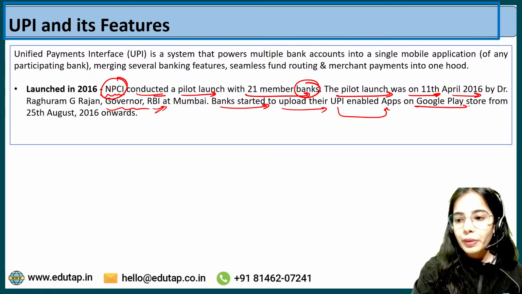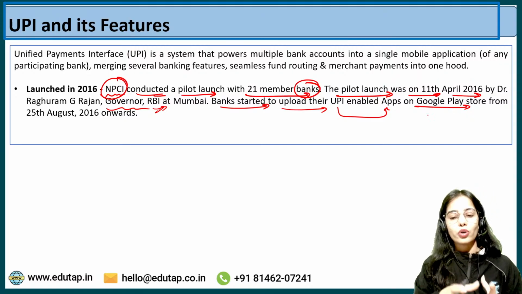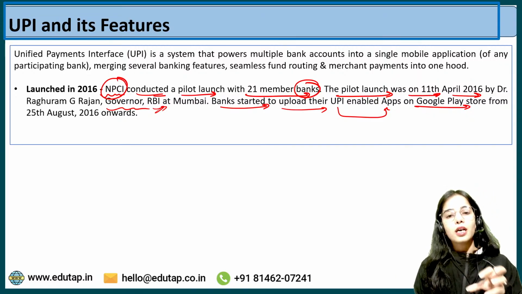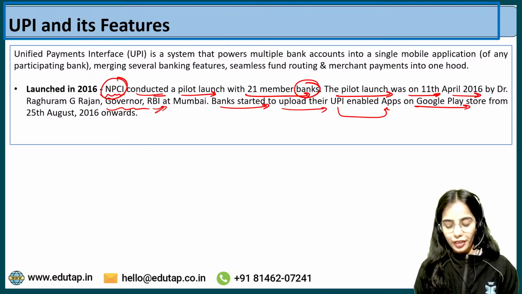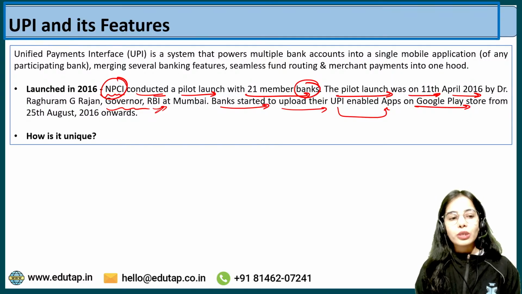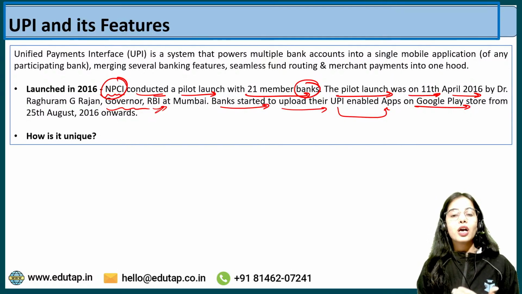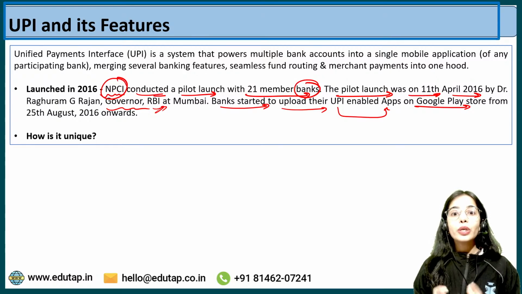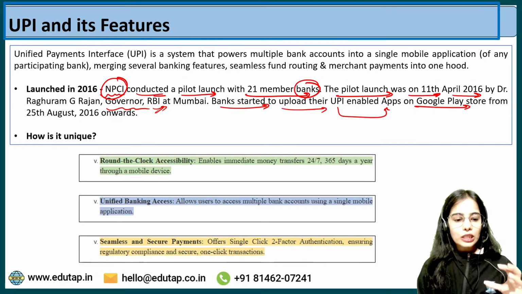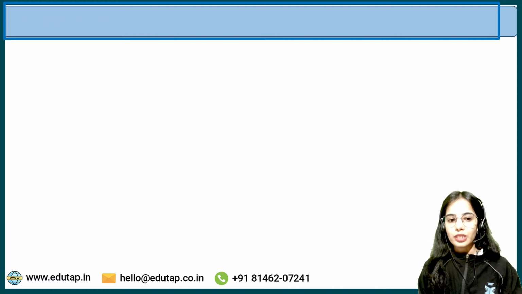So on the Google Play Store, you were able to access the banks' applications with the UPI feature. Okay, now how is it unique? How is the UPI unique? If a question comes on UPI, how can you show the uniqueness of UPI? So first of all, these are some of the uniqueness features that we are going to discuss.